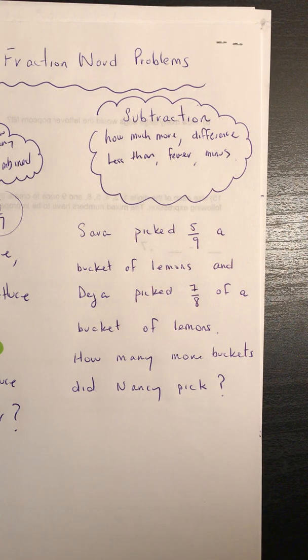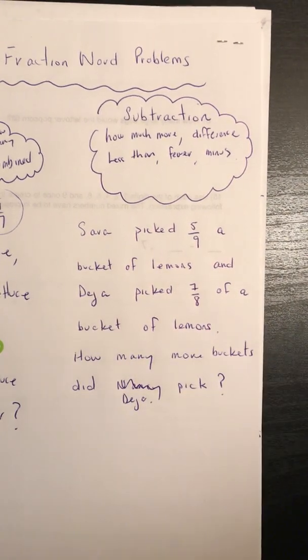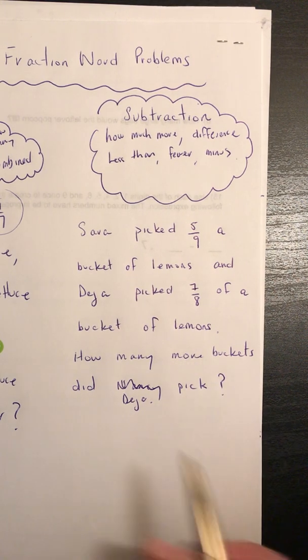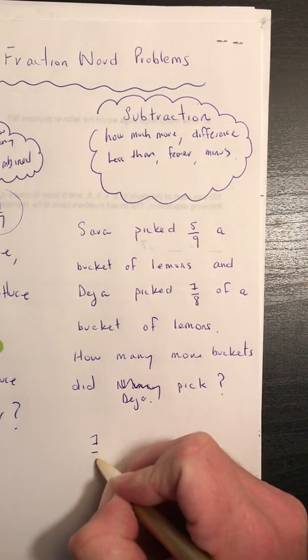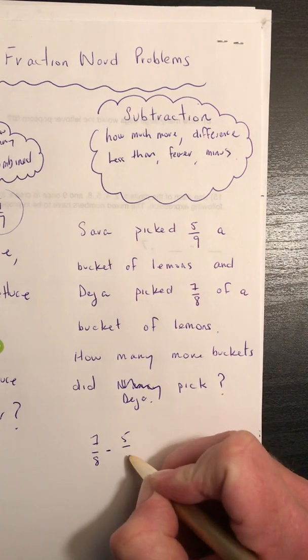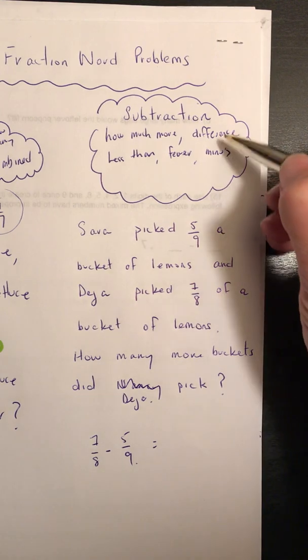Let's see what's going on here. So Sarah picked 5/9 of a bucket of lemons, and Deja picked 7/8 of a bucket of lemons. How many more buckets did Nancy? I think we want to change that to Deja because I was changing the names here. Okay. How many more buckets did Deja pick? Okay. So how many more? So let's put her first. And we're going to find out the difference. So how many more? So she's got the bigger fraction, 7/8. So 7/8 minus 5/9. This is going to give us how much more, the difference, okay?